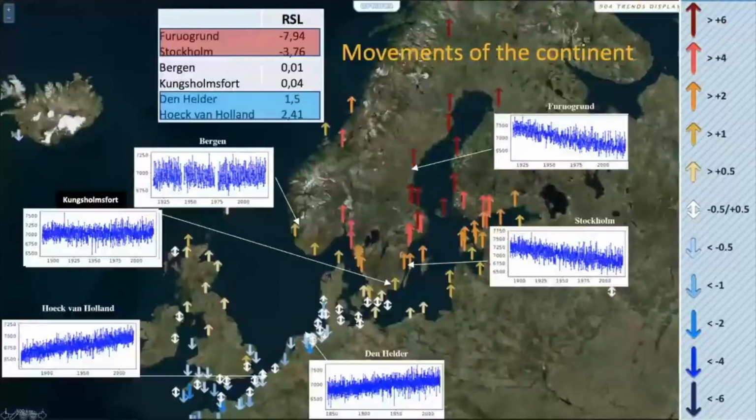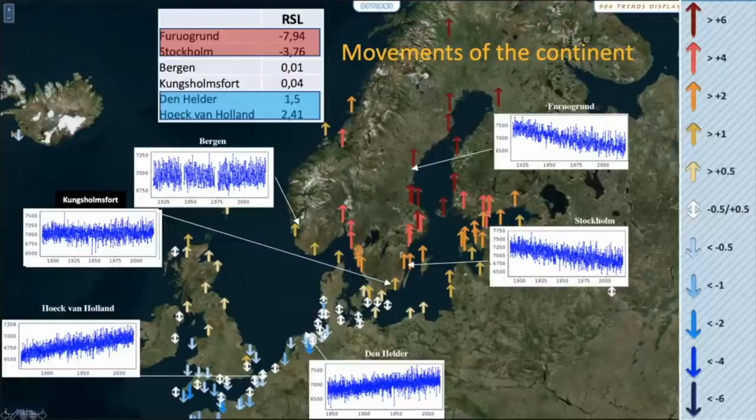And of course, these movements of the land create very different, really very different sea level curves. You see this sea level curve, the sea level is going obviously down. It corresponds to relative sea level of high values, about 8 millimeters, 4 millimeters.